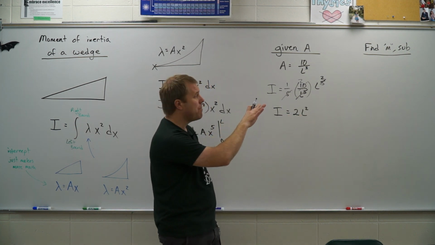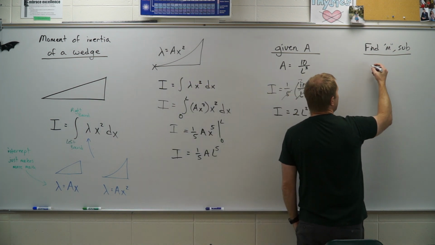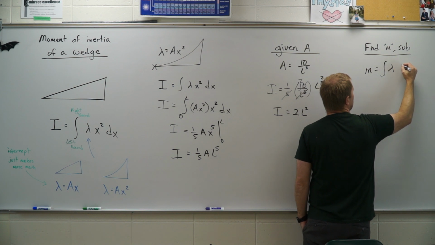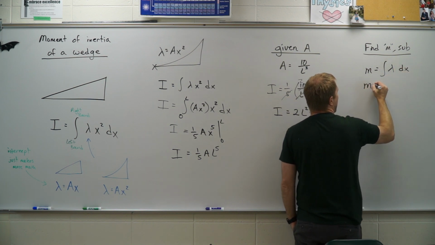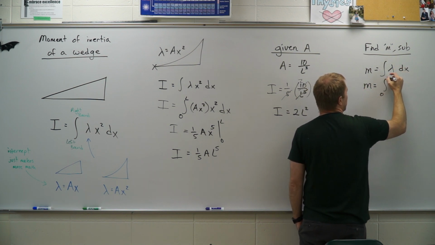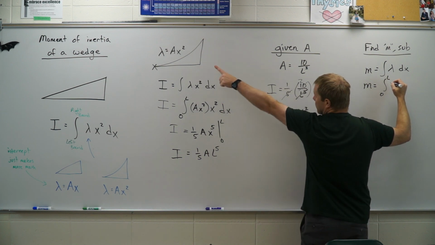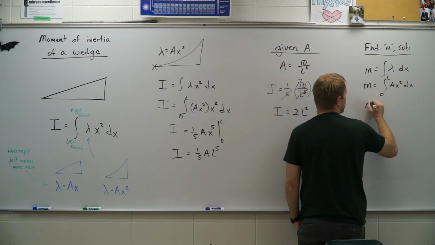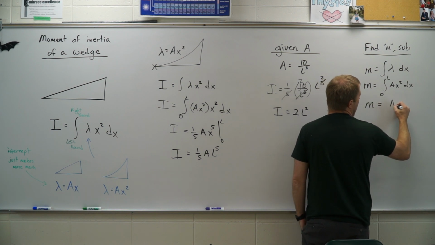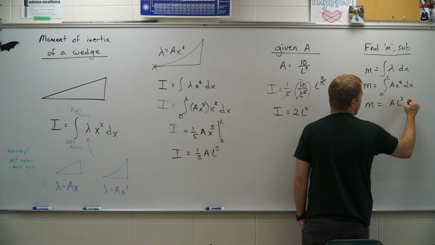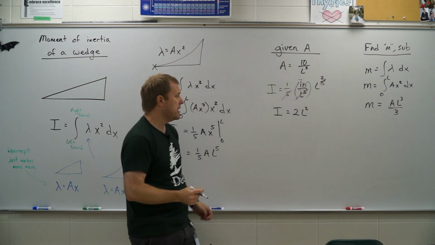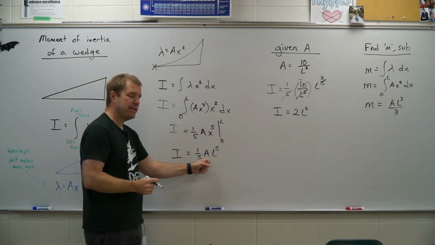So same kind of pattern over here to find that mass. So my mass is going to be the integral of lambda dx. So my mass here is the integral from 0 to L of my lambda, which was ax squared dx. So my mass comes out to be a times L to the 3rd divided by 3. Okay, now I need to solve for a and substitute in.